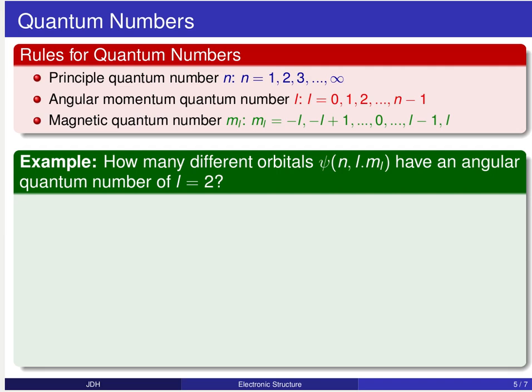Okay, so let's look at a slight variation of this problem. In this problem, I want you to determine how many different orbitals have an angular quantum number of L equals 2. So this would be a good time to go ahead and pause the video and see if you can answer that question.